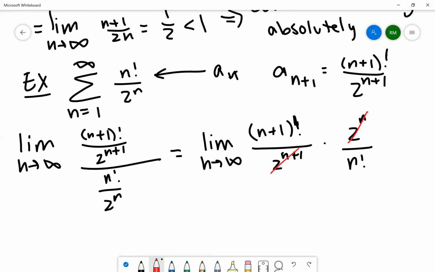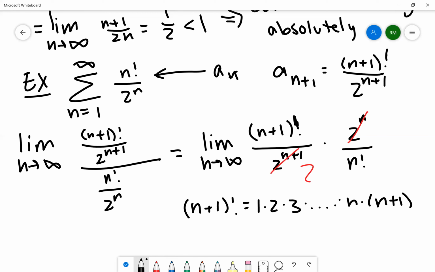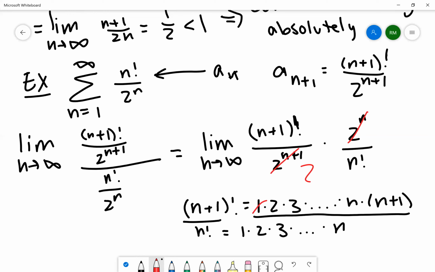All right, so we get a similar cancellation as before, but the question is, how do n plus 1 and n factorial interact? Well, we know that n plus 1 factorial is 1 times 2 times 3 times all the way up to n plus 1. And n factorial is 1 times 2 times 3 times all the way up to n. So if I'm dividing them, everything is going to cancel out except for the n plus 1. So these will cancel out, and I'll be left with an n plus 1.